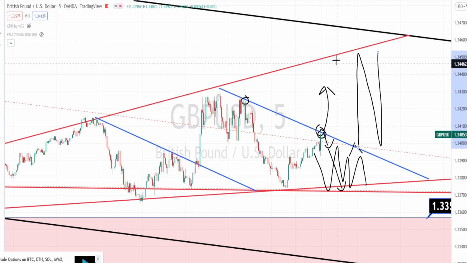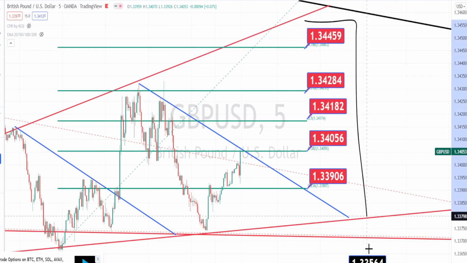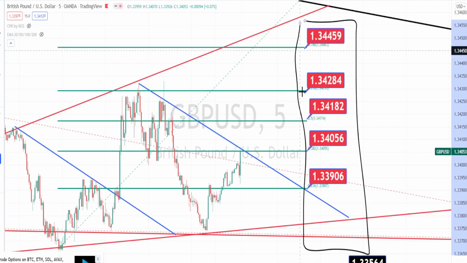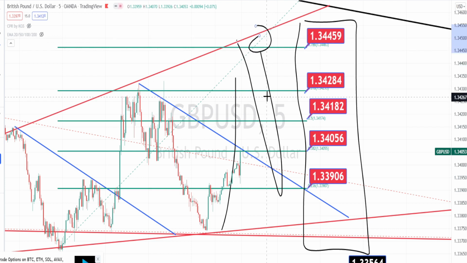Let us mark the support and resistance levels. So these are all the support and resistance levels in the 5 minutes time frame. Currently the price action is moving sideways, testing this resistance level and bouncing back and testing this support line.